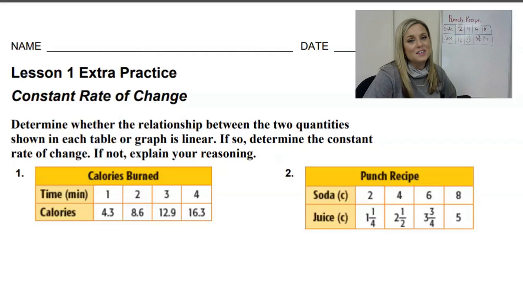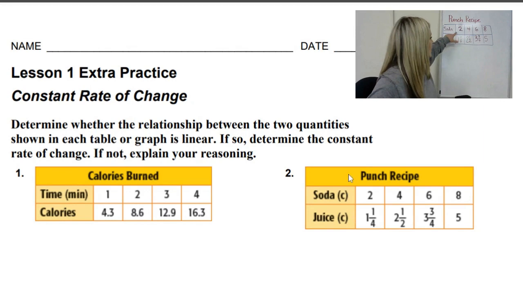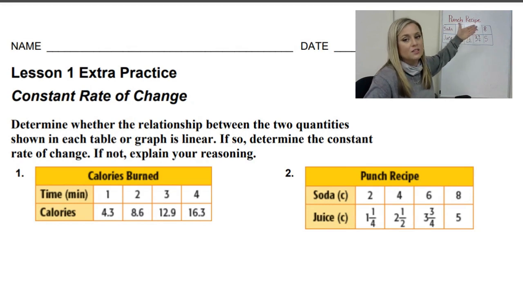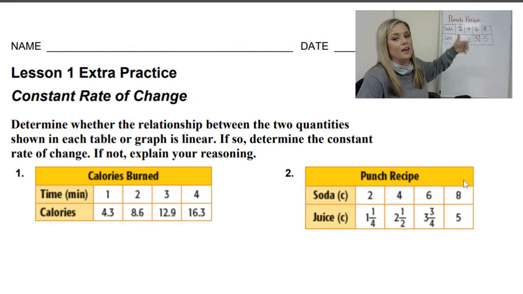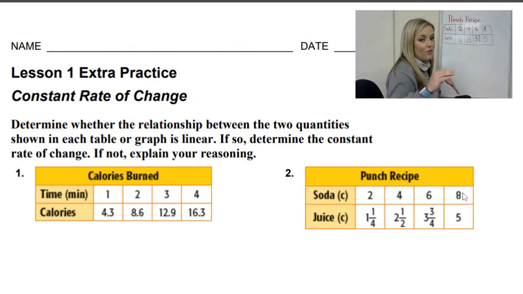So now we're back with example 2, and it's a punch recipe. Apparently they're putting soda and juice, and these C's represent cups. For 2 cups of soda, you're going to put in 1 1/4 cups of juice, 4 cups of soda, 2 1/2 cups, 6 cups, 3 3/4, and 8 cups is going to be 5 cups of juice.